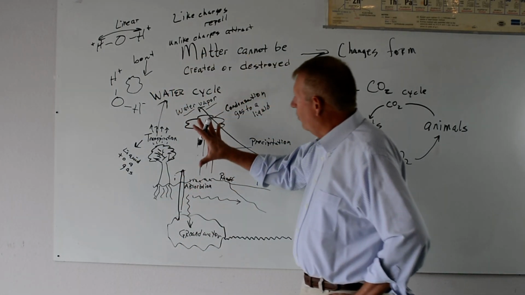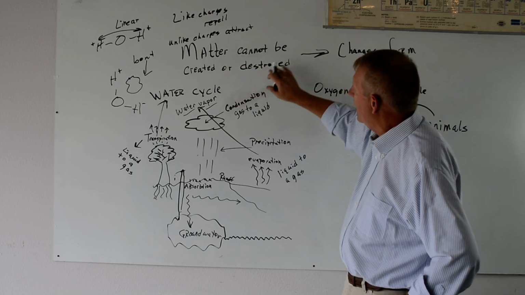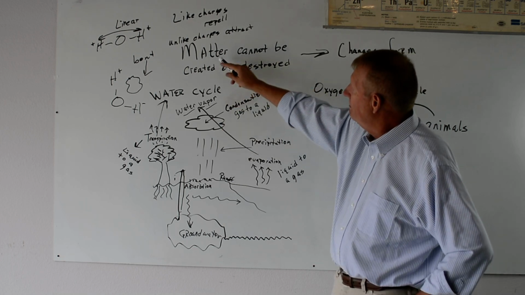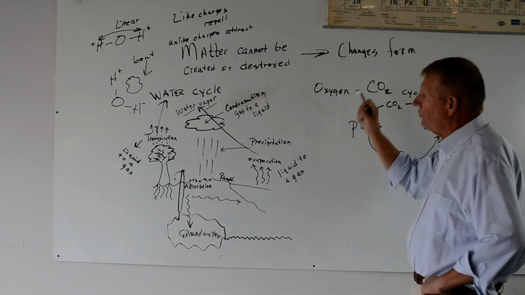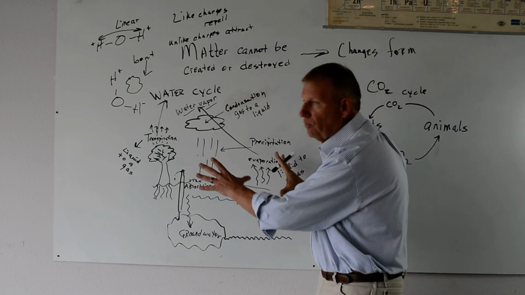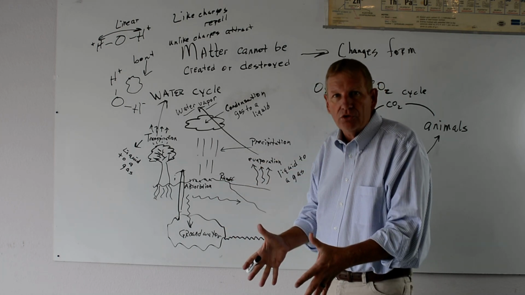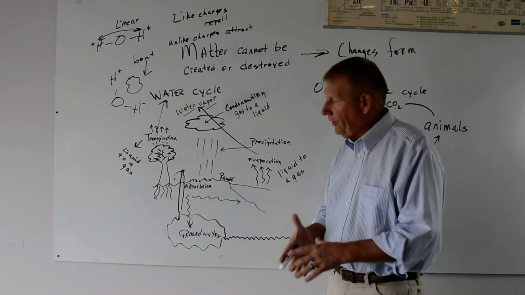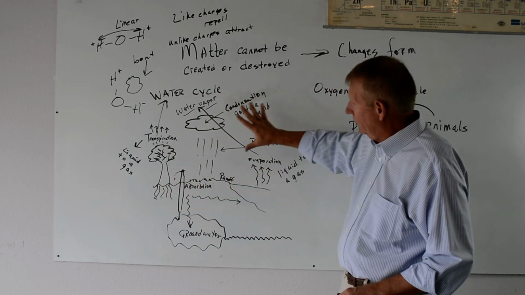Well, we talked about the water cycle. And once again, what did we say? We said matter cannot be created or destroyed. What does it do? It changes forms. So we talked about the water cycle. We said we've got all this water, the same amount of water as the day the earth was created. No new water, okay? So it's all tied up in this water cycle, all right?